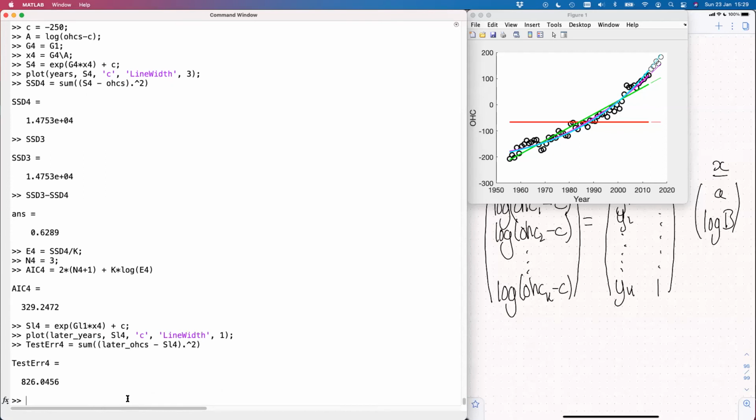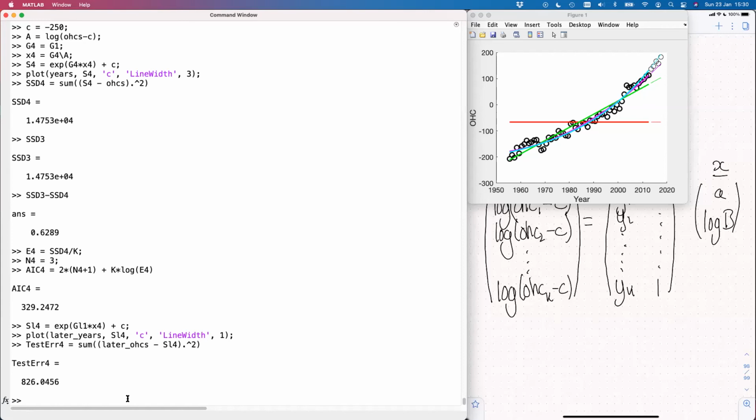Well, as you remember, the test errors for models 2 and 3, the quadratic and cubic models, were of order 2000. So actually, interestingly, we're getting quite a lot closer to the unseen measurements with this exponential model than we did with the quadratic and cubic models. Okay, so that's using the AIC to pick one of a set of candidate models.